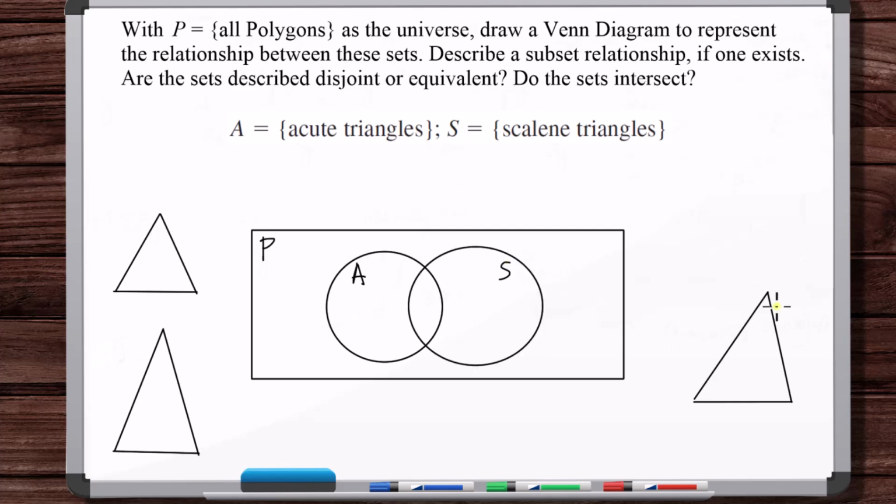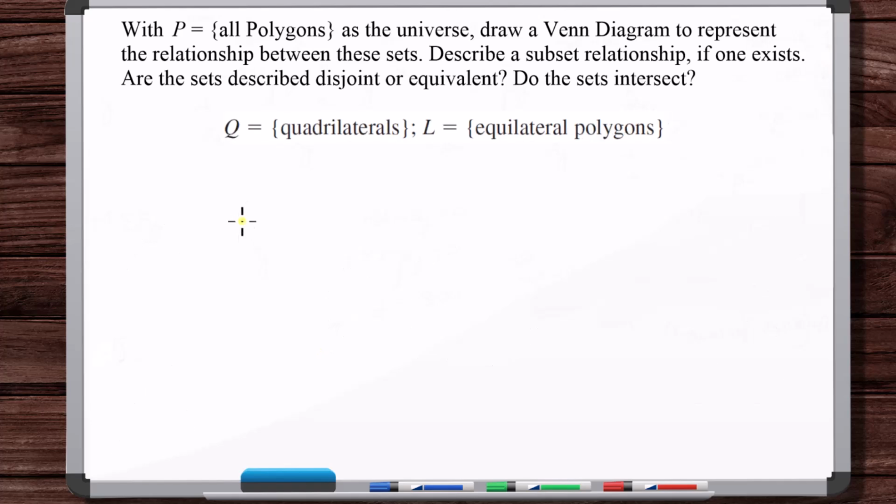Yes, some acute triangles are going to be scalene, but not every acute triangle has to be scalene. Like these two triangles would be here. This triangle would be here. But then you have some triangles, like right triangles that are scalene, that would come here. Obtuse triangles that are scalene would come here. So these intersect within the set of all polygons. These two subsets, A and S, intersect within the set of all polygons.